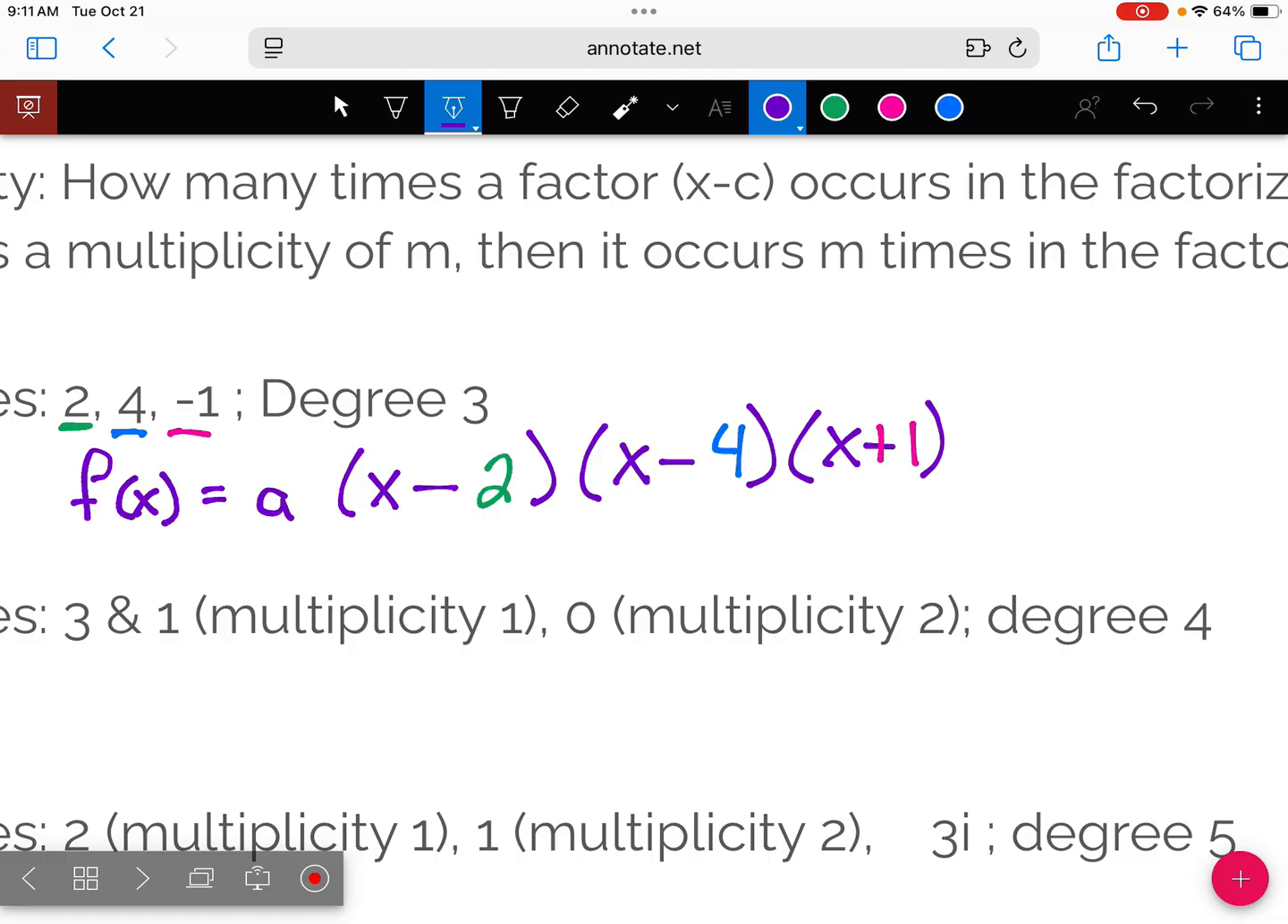This first one, like A, you've done before in Algebra 2. We're not going to be working on finding A here. We're just writing it like that. That is the entirety of question A here.